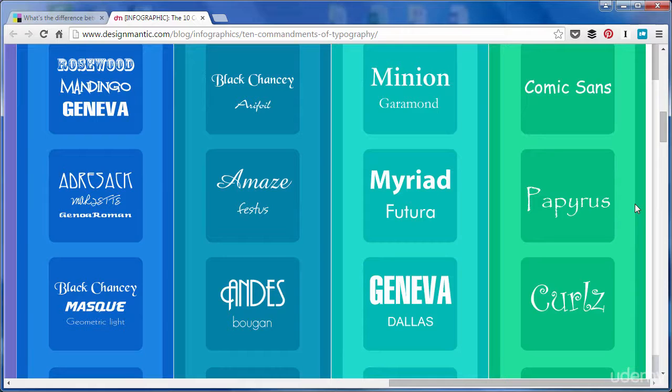Okay, so there you are. I do hope this lesson helps you in typography designs.